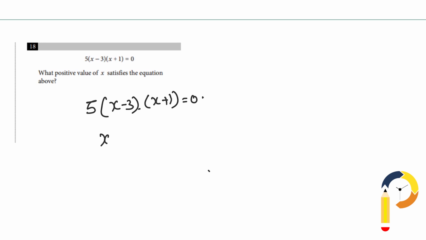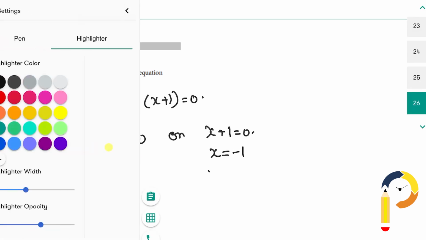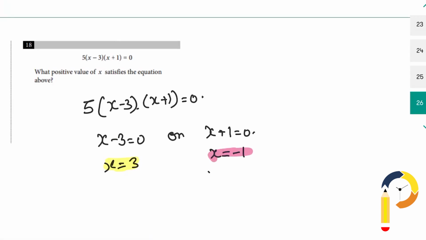So you can say x minus 3 equals 0, or x plus 1 equals 0. If x minus 3 equals 0, that means x equals 3. And if x plus 1 equals 0, that means x equals -1. So we get two answers for x: one is x equals 3, and the other is x equals -1. What is the question asking? The question is asking for the positive value of x, and the positive value of x is definitely 3, and that's our answer.